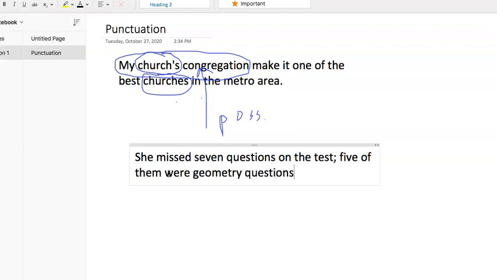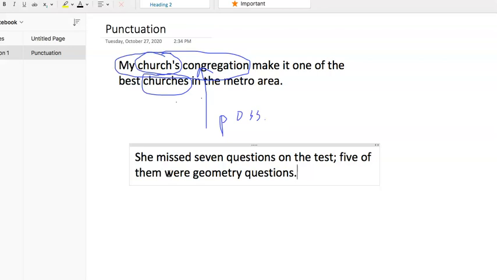Okay, so why can I put that semicolon there, right? And so your reasoning is for any semicolon, you want to have two independent clauses. And so she missed 7 questions on the test is an independent clause, and 5 of them were geometry questions is also an independent clause. And so because you have two independents, you can put a semicolon there.